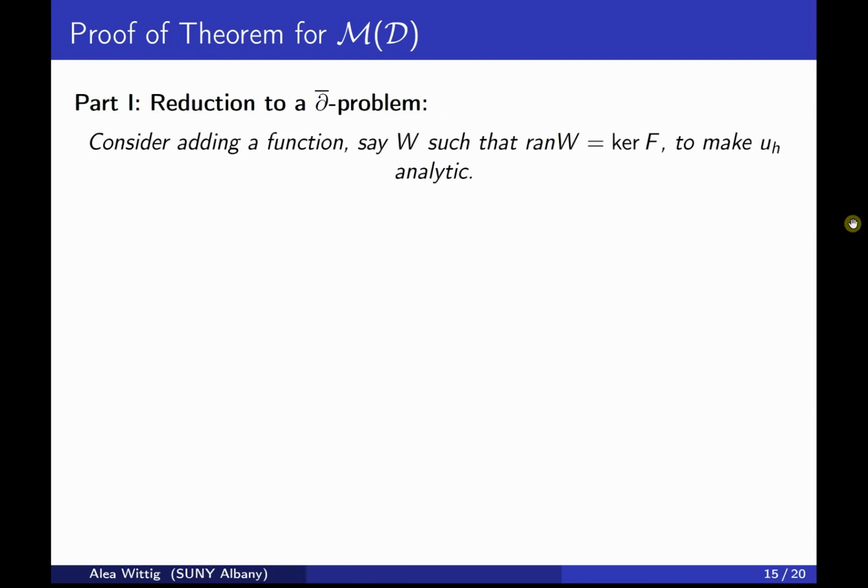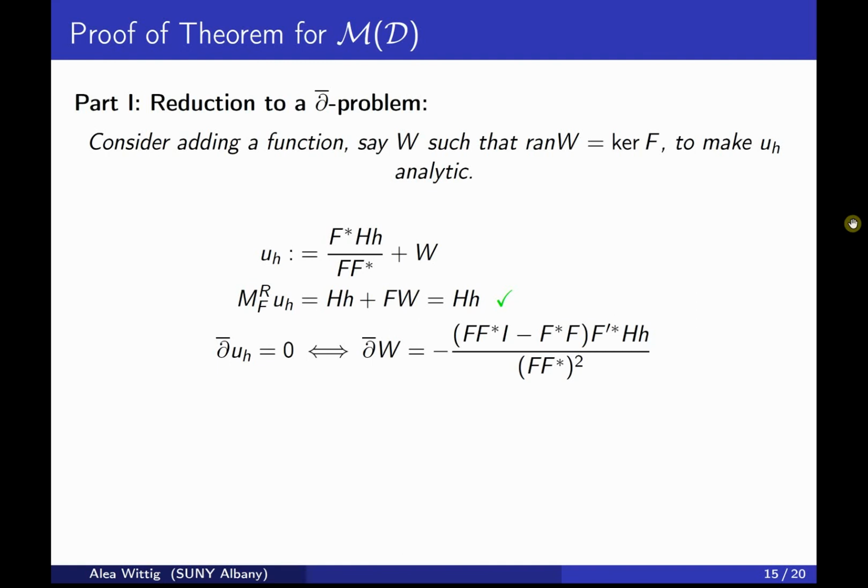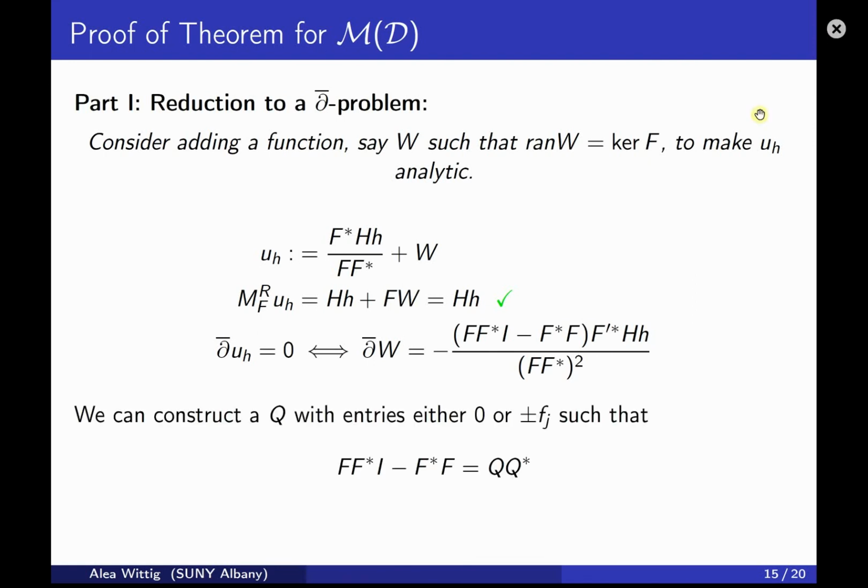Alright, so we consider adding a function, say w, such that the range of w is equal to the kernel of f, and adding the function will make h analytic. Right, so it will satisfy our d-bar equation, d-bar is equal to 0. So again, we see that because of this fact that range w is equal to kernel f, MF times UH is going to be equal to H. And then our d-bar of UH is equal to 0 if and only if d-bar of W is equal to this thing on the right-hand side here, right?